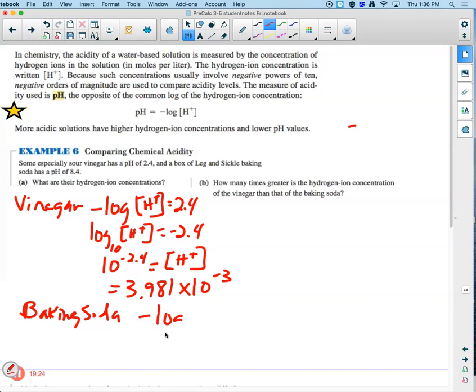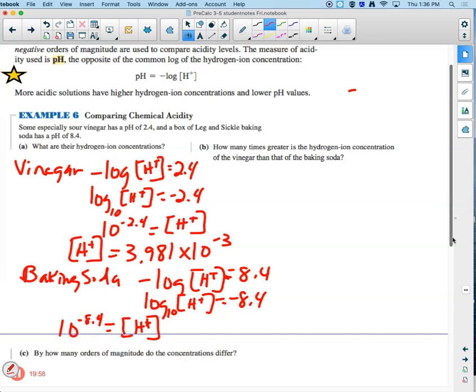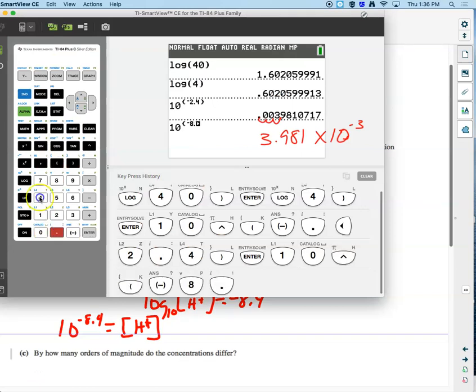That negative log of H plus equals 8.4. So same thing, to solve it, we would divide both sides by a -1, and "snail shell," because we know it's common log. So that will be 10 to the negative 8.4. That gives us H plus for the baking soda. So let's take a look at that: 10 to the negative 8.4.